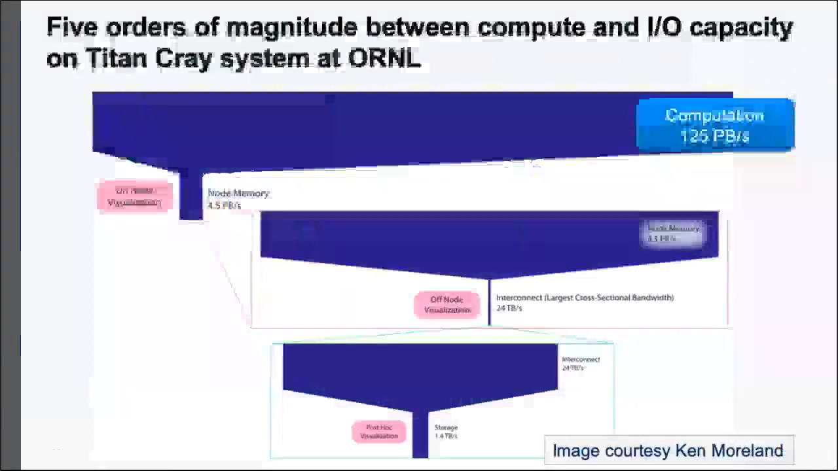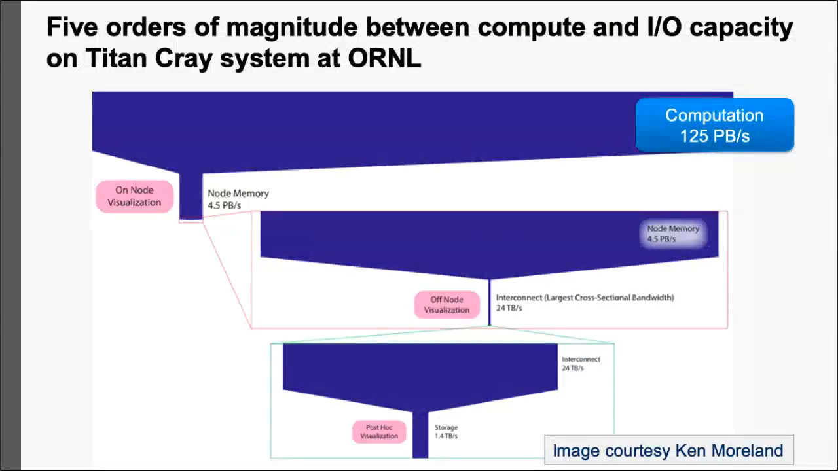So let me start with this slide. And this is from Ken Moreland at Sandia. This is, in fact, talking about Titan. Titan is a system that was decommissioned at Oak Ridge a few months ago. So this is something that happened: our communities started to realize these kinds of issues a few years ago, right? Probably, I would say, back a decade ago or more.